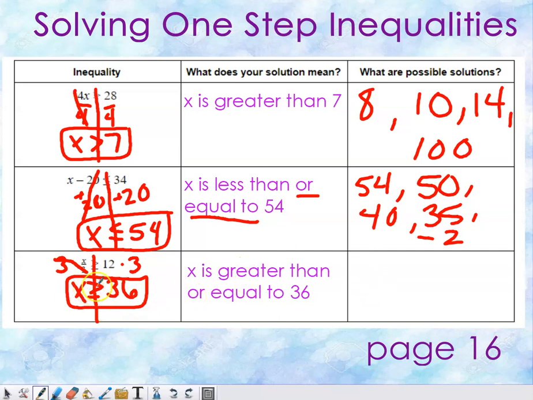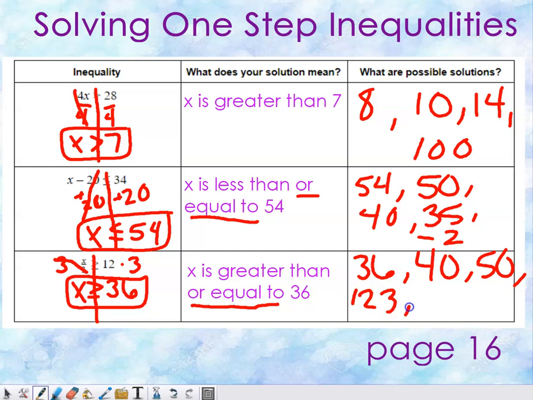So any number greater than or equal to 36. That means it can be 36 because it can be equal, or anything greater. So it can be 40, it can be 50, it can be 123. It can be 400. Anything greater than or equal to 36 can be a solution. Okay? And remember, you can pause the video at any time to get this written down or write down any questions that you want to ask me in an email or during office hours.